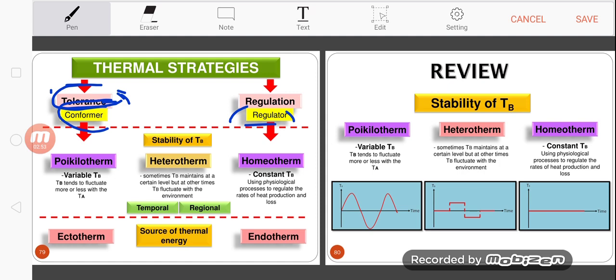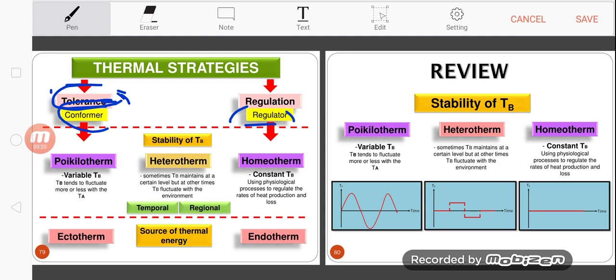For the regulator strategy, the body temperature is constant regardless of environment temperature. So this type of animal, homeotherm, regulates its body system in order to compensate for the environment temperature.